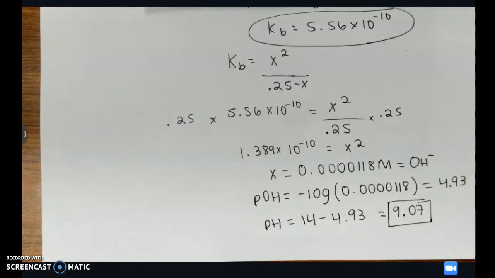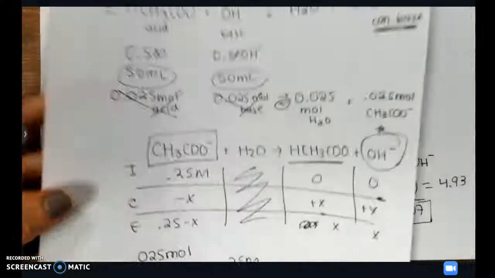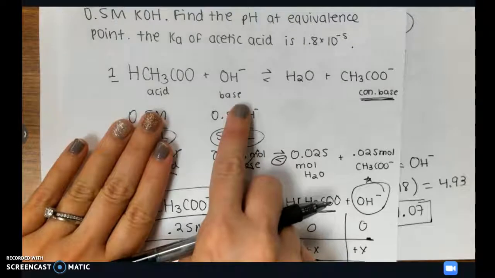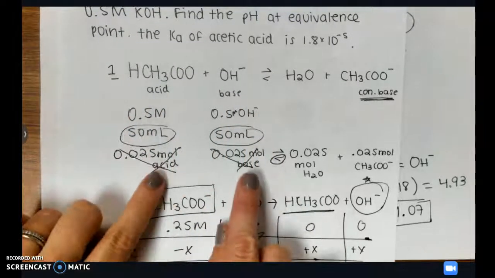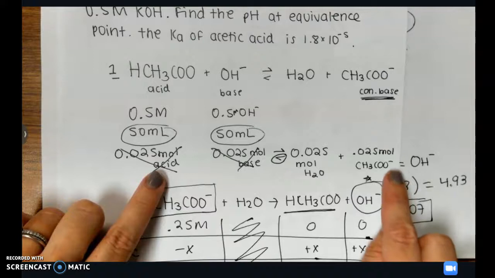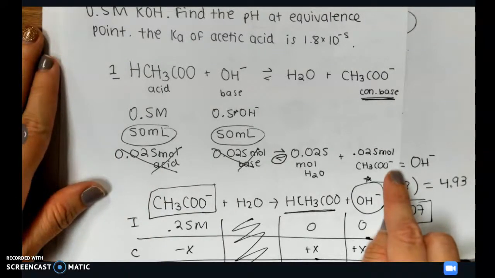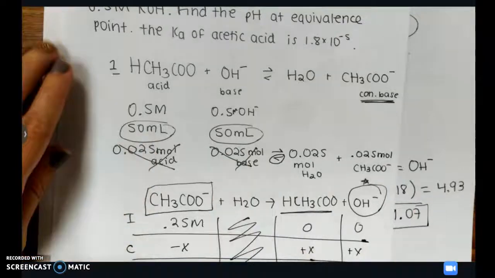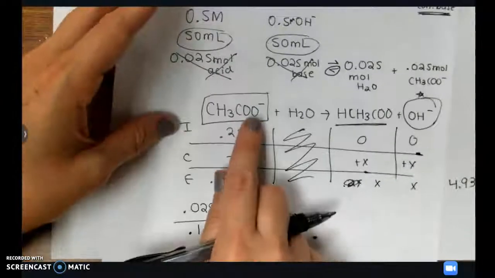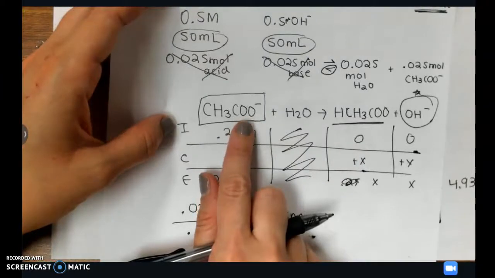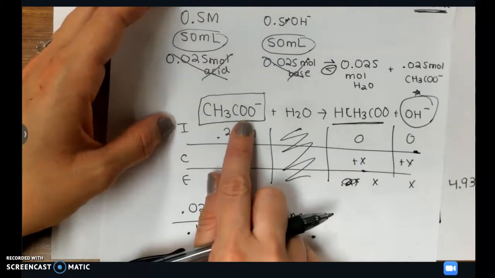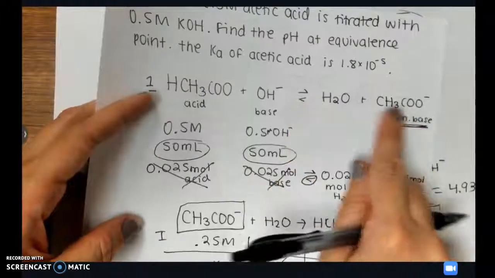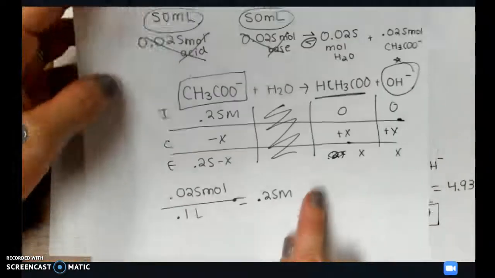So when you have equivalence point, remember equivalence point is when moles of acid equal moles of base. However many moles of acid and base you have, that's how many moles of conjugate base you make. You take that mole of conjugate base and you change it to molarity by dividing it by the total volume, and then you make an ice table. When you make your ice table, make sure you put your conjugate base as a reactant, because when the reaction goes in reverse, this is the reactant, those are the products.